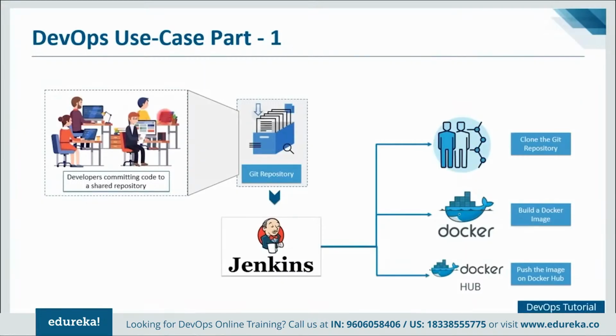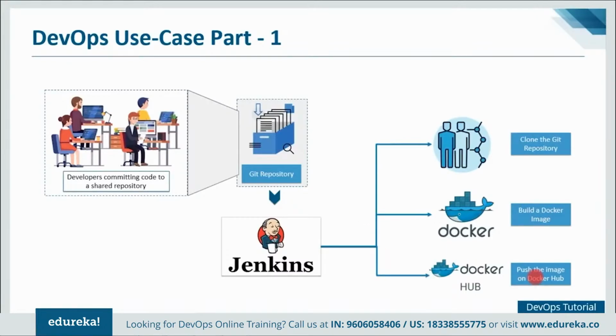We have a Git repository, right? Developers will be committing code to this Git repository, and from there, Jenkins will pull that code and first clone that repository. After cloning that repository, it will build a Docker image using a Dockerfile. We have that Dockerfile, and we'll use it to build an image. Once that image is built, we are going to test it and then push it onto Docker Hub.